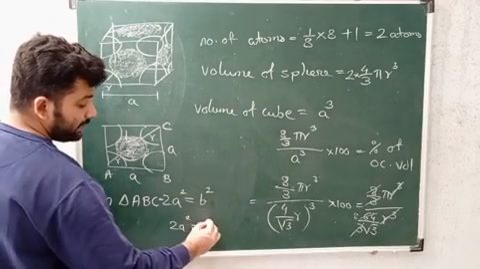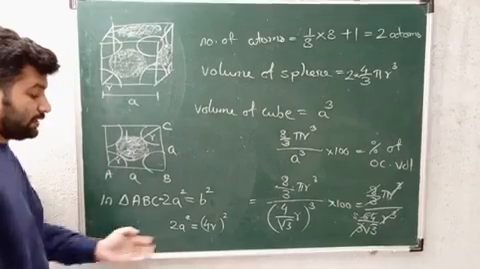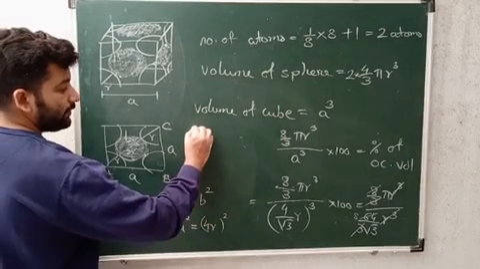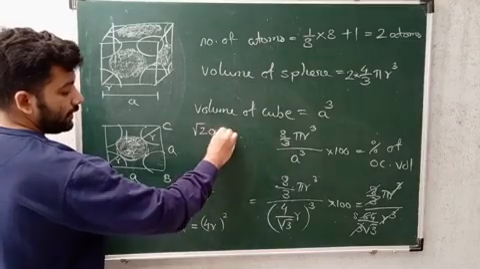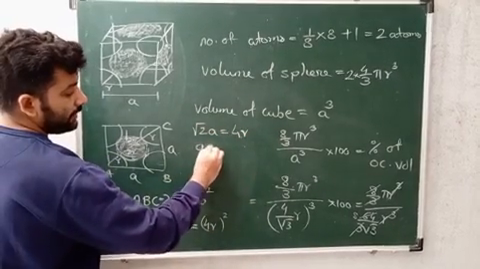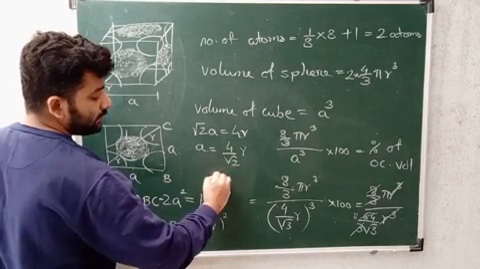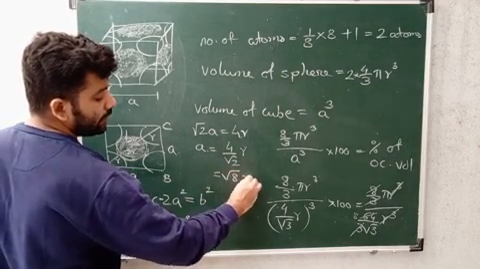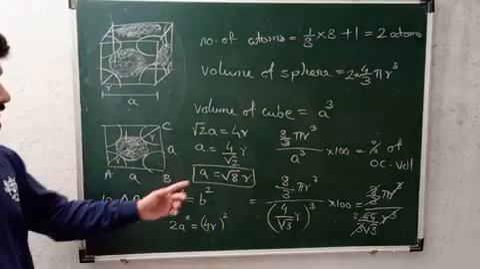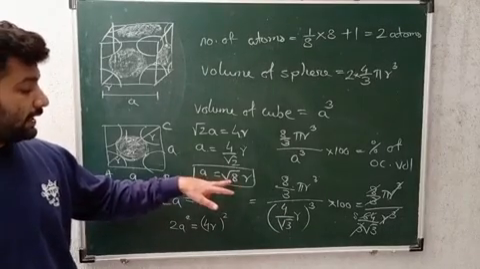B, value of B is what? 4R. So it will be what? 4R square. By taking the square root, we will get what? Root 2A is equal to 4R. So value of A will be what? 4 by root 2R, which can also be written as root 8R. So now here we have the value of A. Value of A is equal to root 8R.